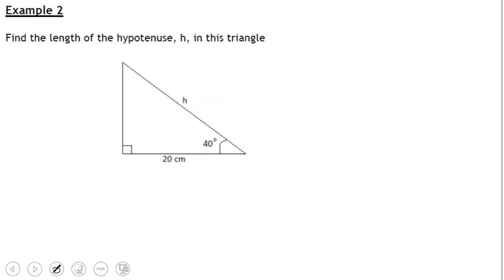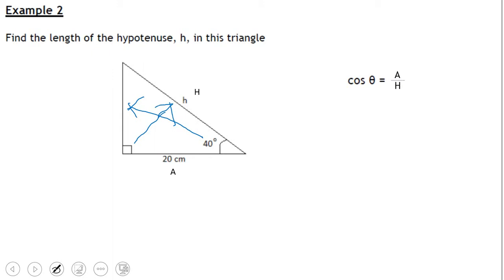Now in this second example, I'm trying to find the length of the hypotenuse H in this triangle. So we already know that the H is opposite the right angle. In this case, the opposite side, the angle, doesn't have a side. So we're looking purely at A with the adjacent side and H for the hypotenuse. The ratio that has A and H is cos theta equals A divided by H.